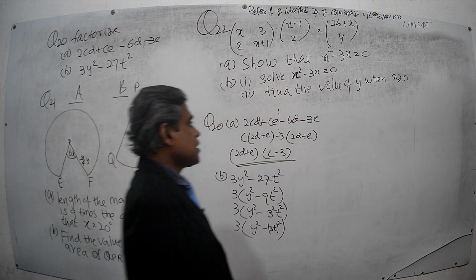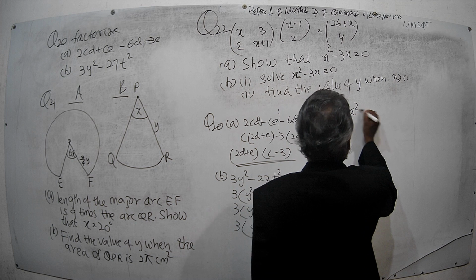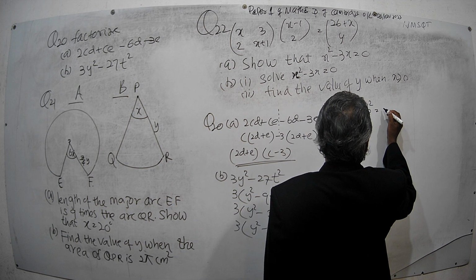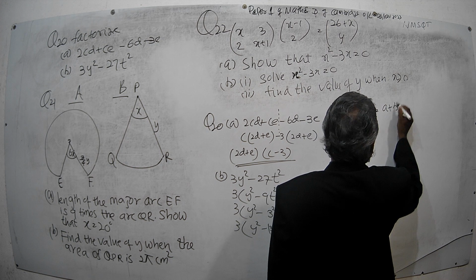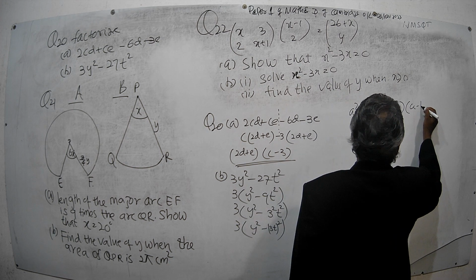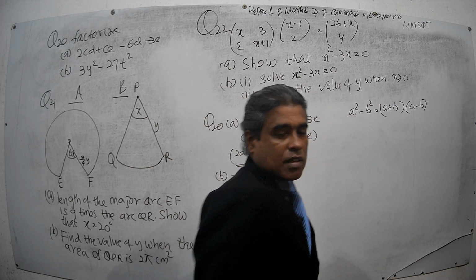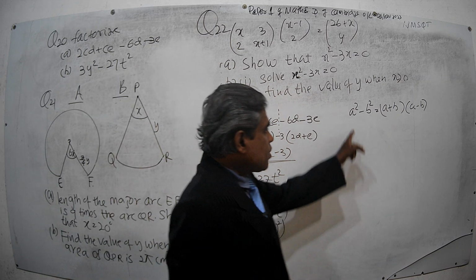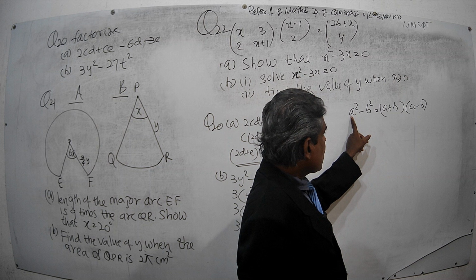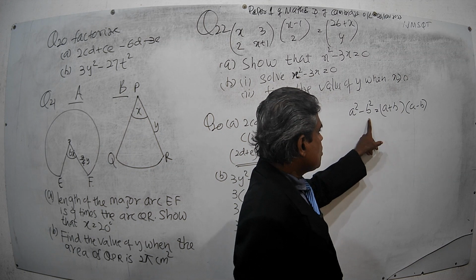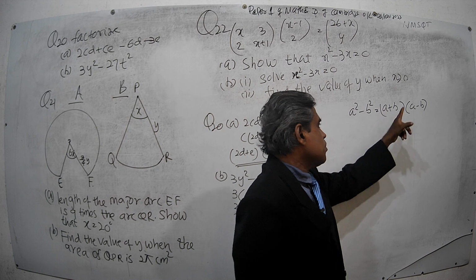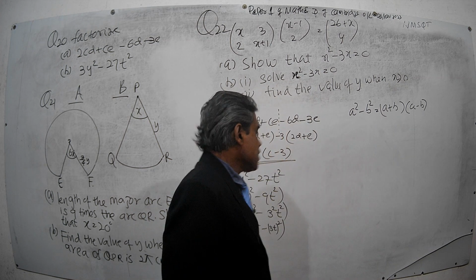Then we apply this method: a squared minus b squared equals a plus b times a minus b. This is the difference of 2 squares, this square minus this square. These are the factors of a difference of 2 squares: a plus b, a minus b. So you can apply that here.